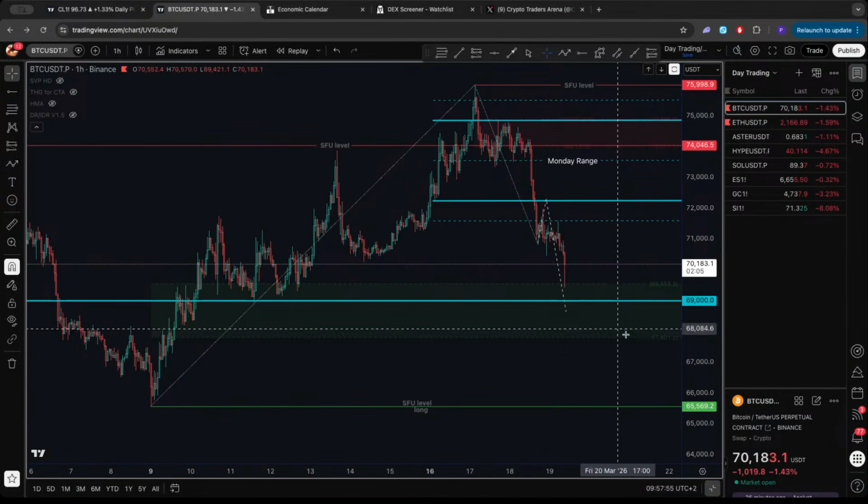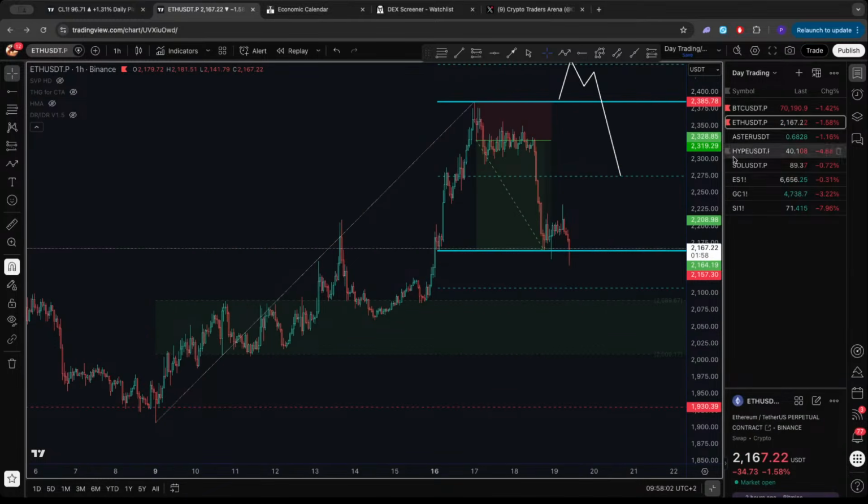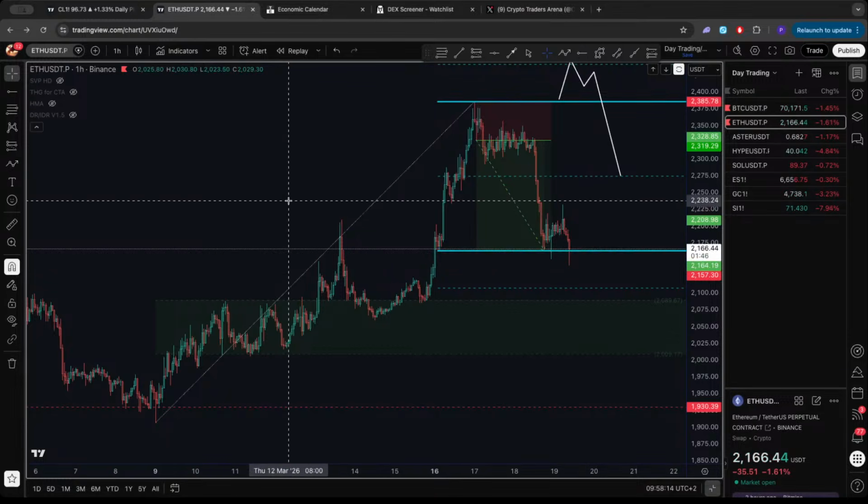Let's see what will happen here. Probably will test 69. Let's see if this level will hold. Ethereum is fighting with the Monday low at the moment. Will it hold? Well, honestly, I don't know. We'll see. So, same as always, people. Slow and steady. Wait for clear setups. Play with clear risk management. We are here to make money, not to open 10 trades at the same time.